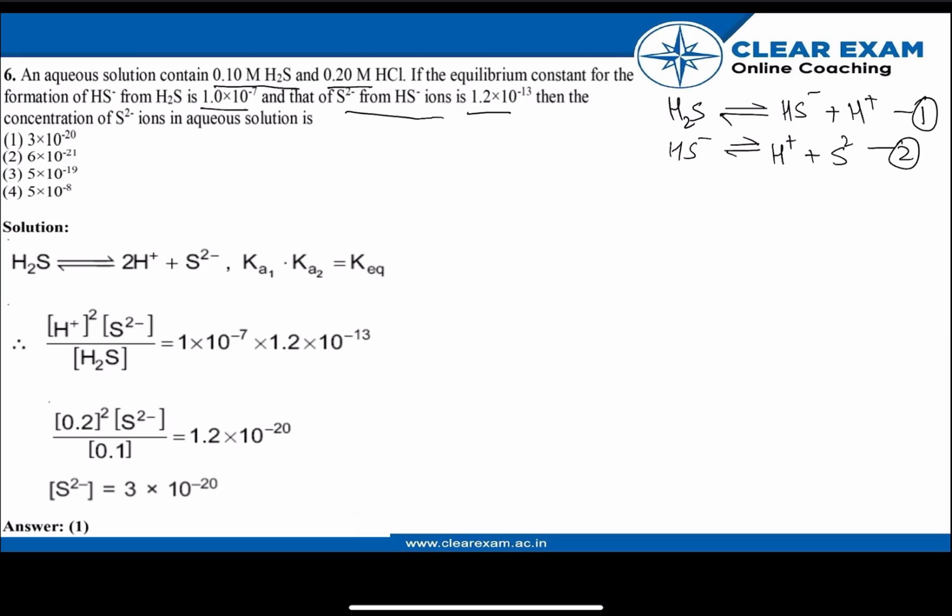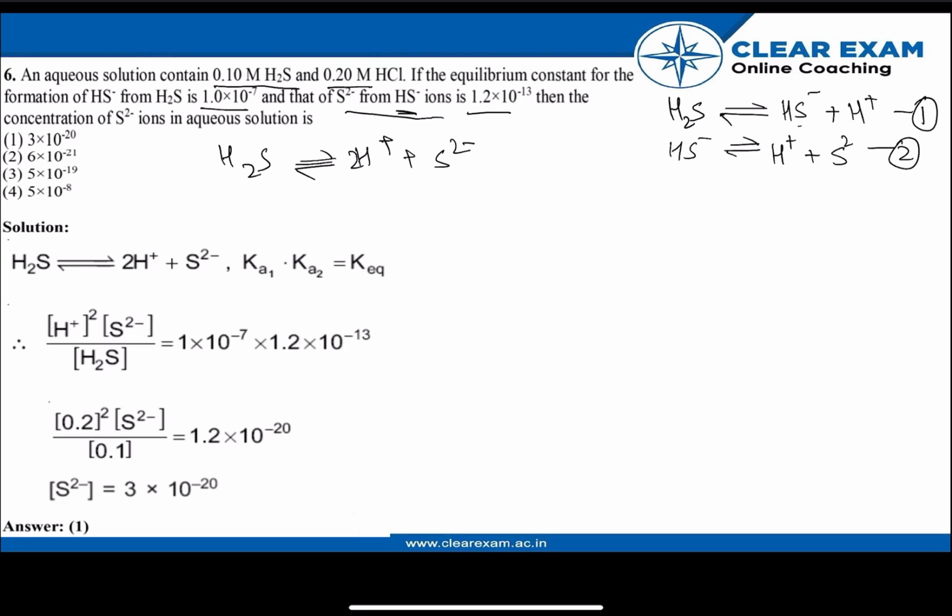So first, let's start by dissociating H2S. We get 2H+ and S2-. We derive this from these equations. H2S when dissociated releases H+ ions and HS-, and HS- releases S2- ions and H+. Let H2S be equation 1 and HS- be equation number 2.